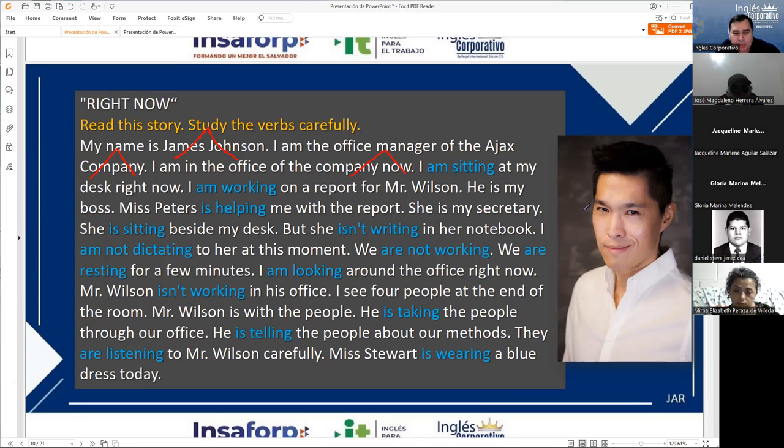He's taking the people through our office. He's telling the people about our methods. They are listening to Mr. Wilson carefully. Miss Stewart is wearing a blue dress today.